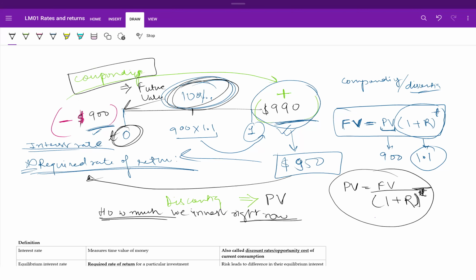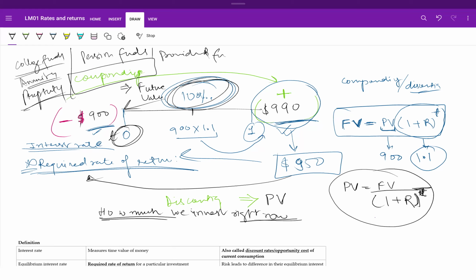It will be really helpful when you talk about annuity and perpetuity, college funds, pension funds, provident funds, or multiple scenarios. There could be multiple uses of these things, but compounding and discounting are the elements, the basic building blocks.